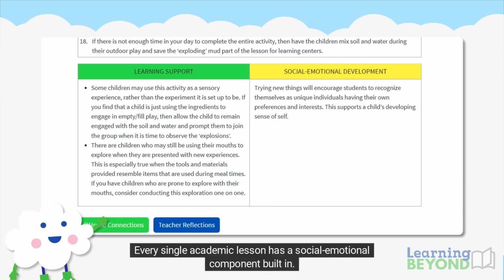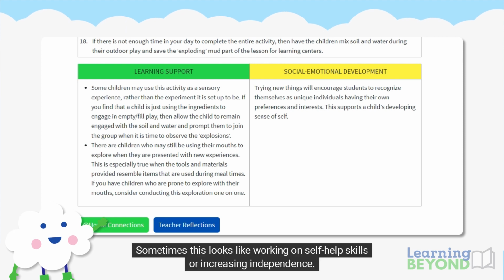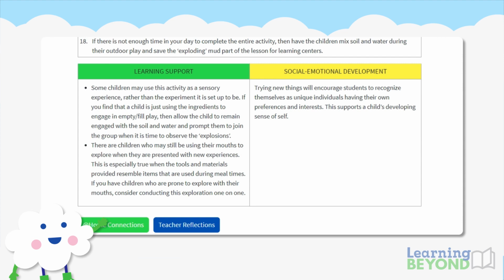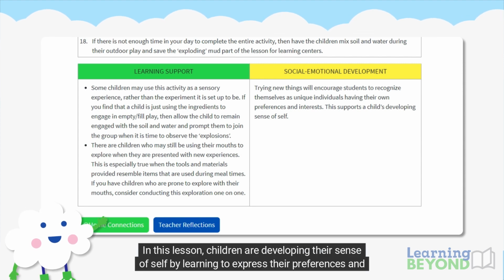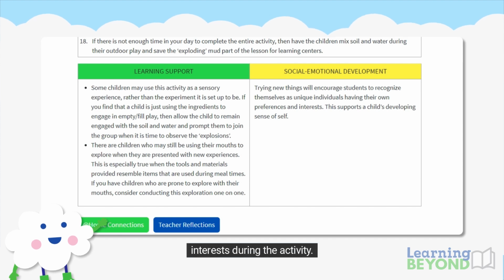Every single academic lesson has a social-emotional component built in. Sometimes this looks like working on self-help skills or increasing independence. In this lesson, children are developing their sense of self by learning to express their preferences and interests during the activity.